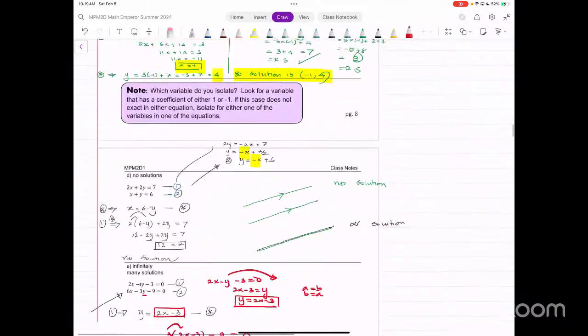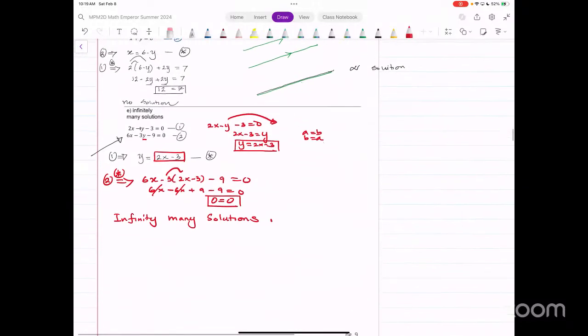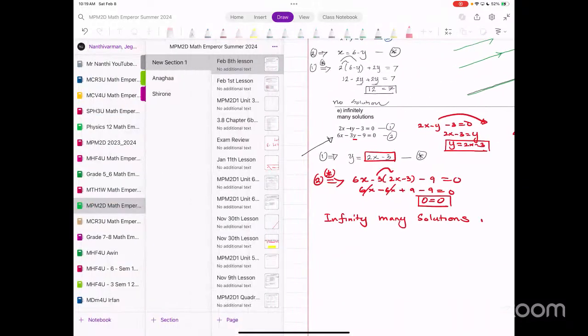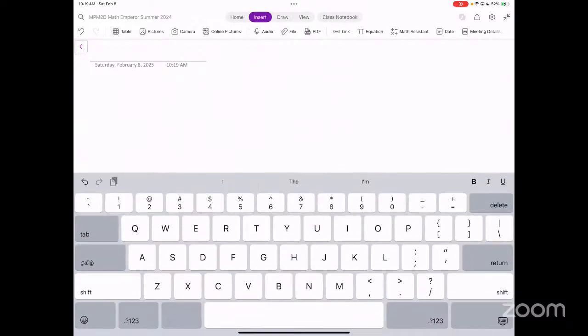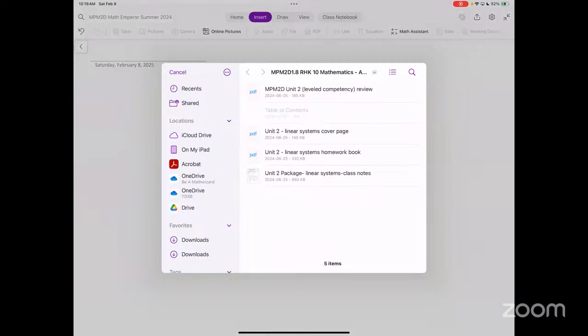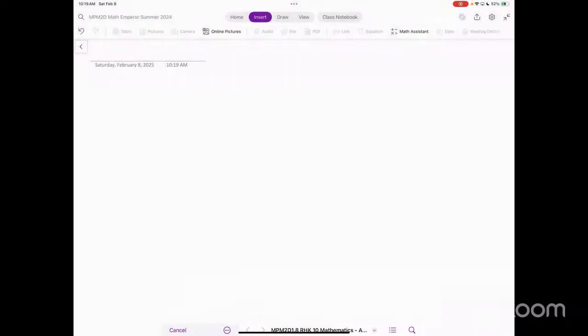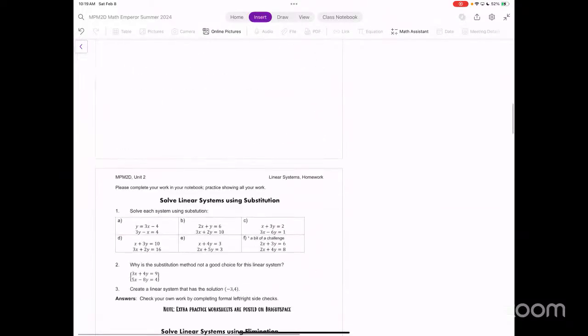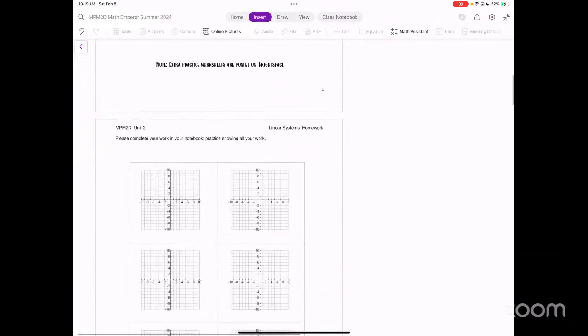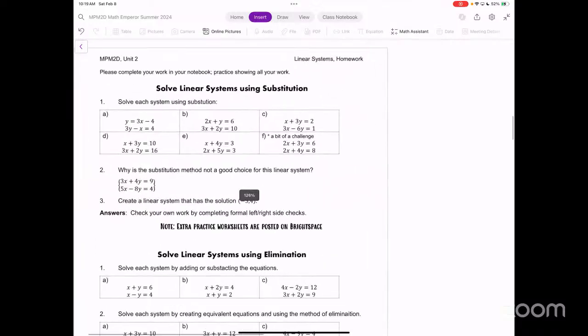I don't want to finish this whole thing because you need to do a lot of practice. So I'm going to insert the homework package to this. We're going to do practice with those questions before we move on. So homework book, Level 2. Okay, that's a review. There's a homework book. Of course, I am not going to worry about doing the graphing ones now because that requires a pen and paper. So we're going to move back to solving by substitution.